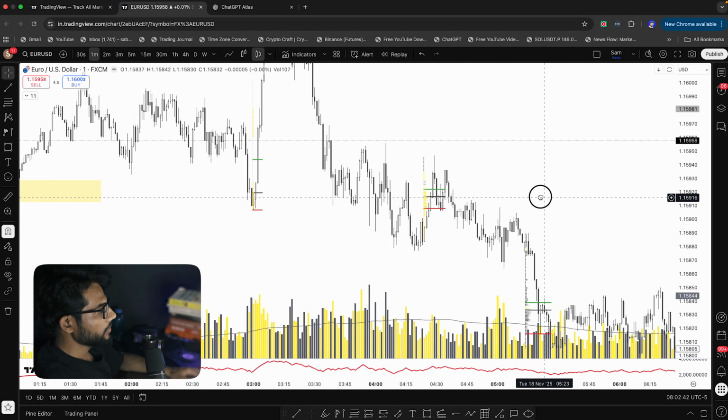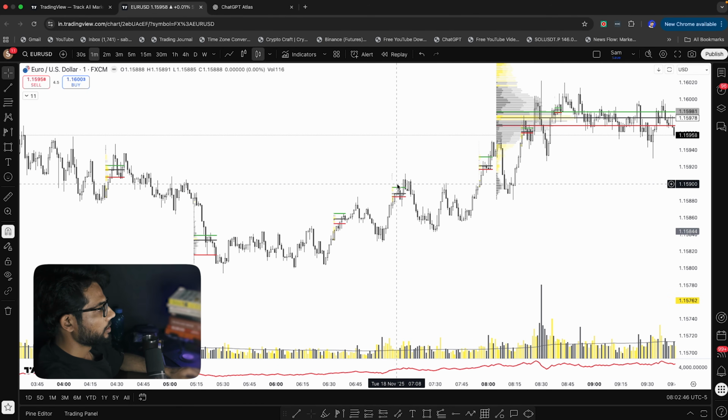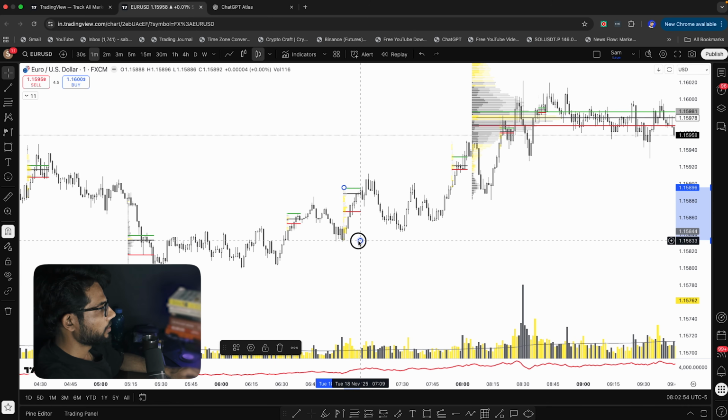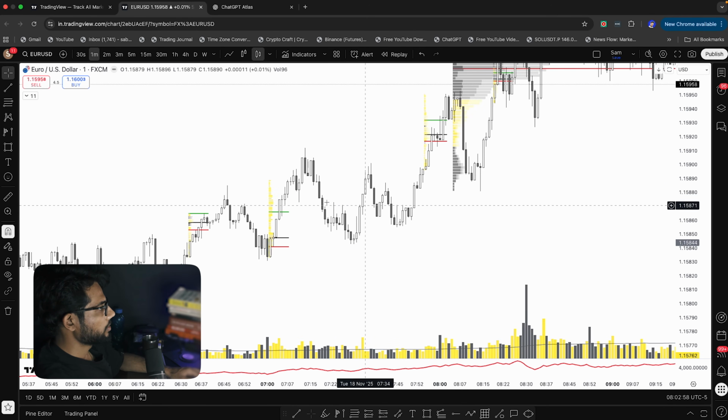Okay, for example, if you look at this leg, this low to high, look at this. Price has come down into this POC and reversed.